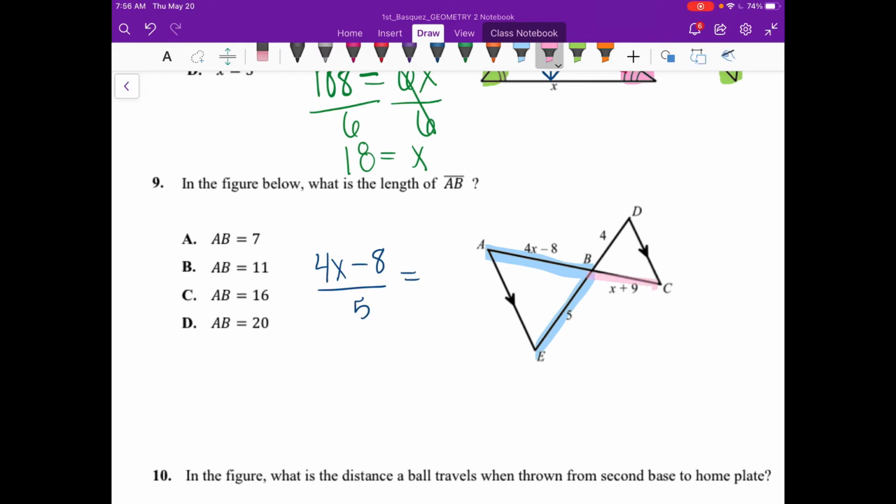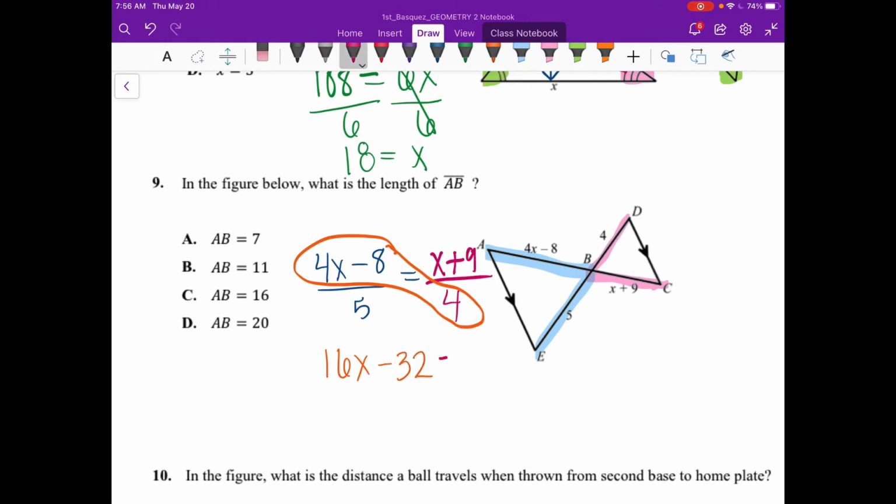Now, think of these triangles as being rotated. This time, the 4x minus 8 corresponds with the x plus 9, so x plus 9, and then the 5 corresponds with the 4. So again, it is a cross multiplication problem. Make sure you're multiplying the 4 by everything in the numerator. So you're multiplying 4 times 4x, which is 16x, and then negative 8 times 4, which is negative 32.